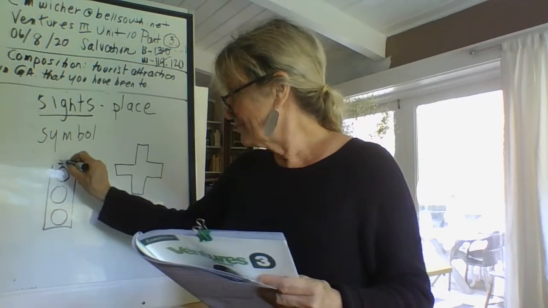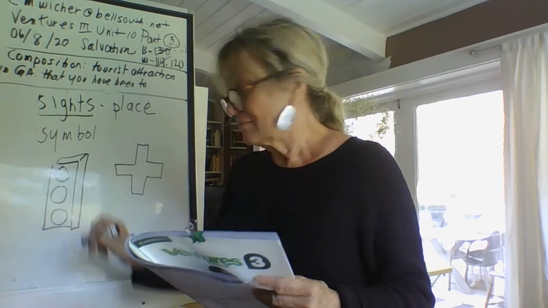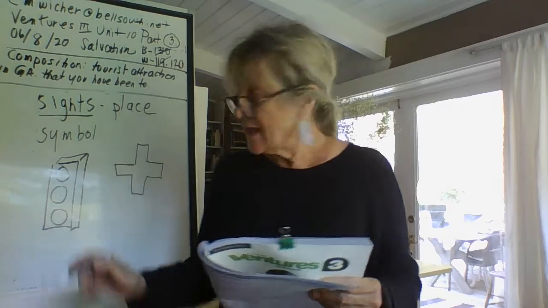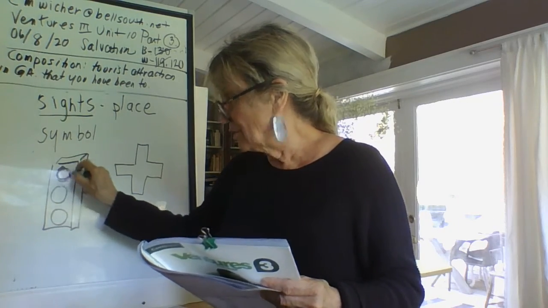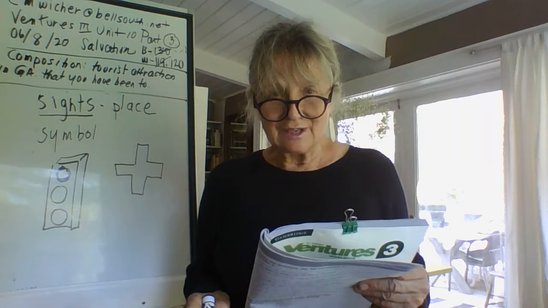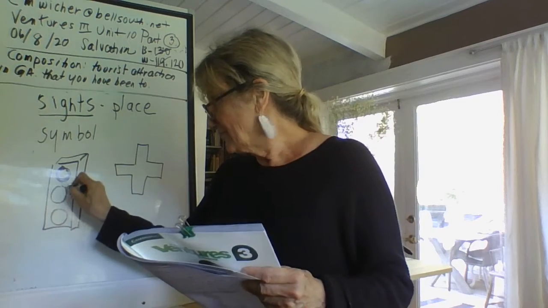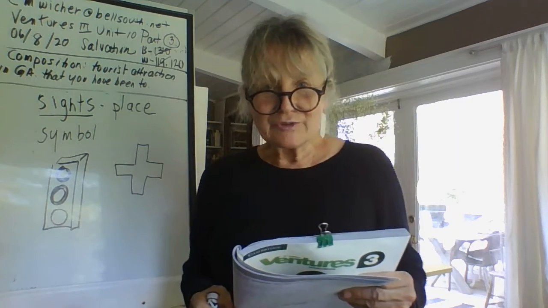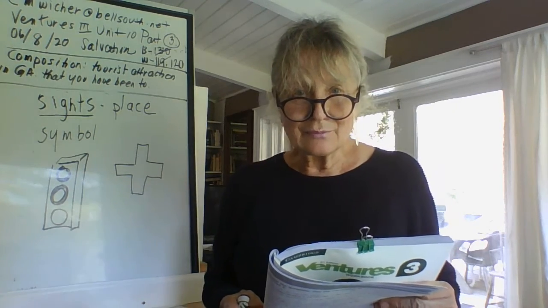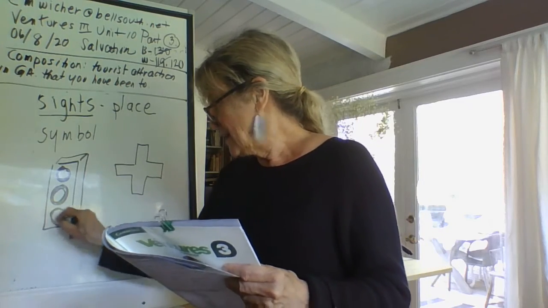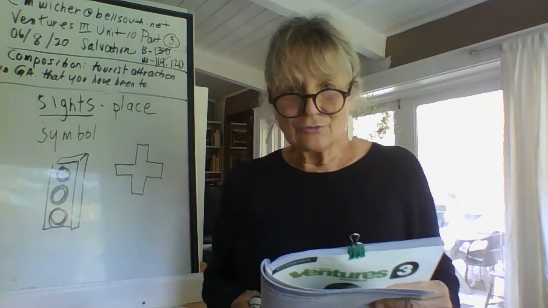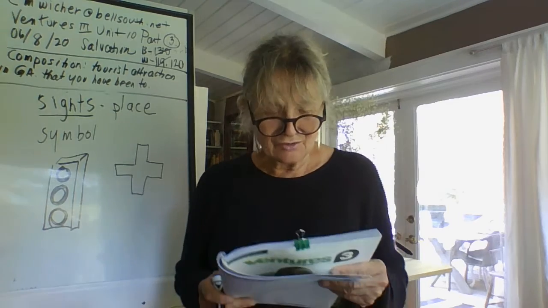What is this? Okay, so it's a stoplight. And right here is a symbol. If it's red, what does it mean? Stop. The color green is a symbol for go. Yellow is a symbol for be careful.